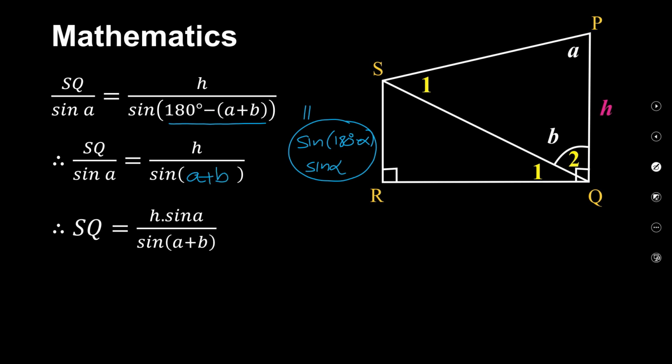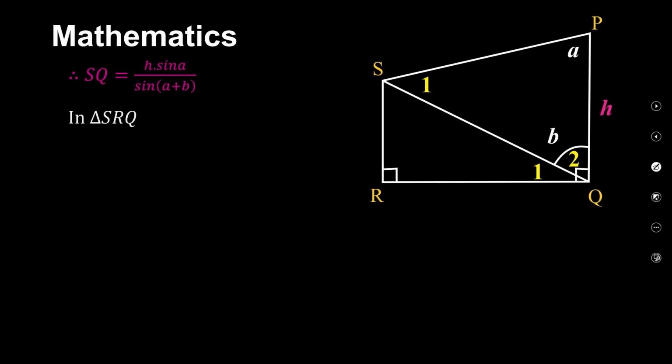Rearranging this, we multiply throughout by sine A, and it ends up in our numerator on that side. So we've answered the first part of our question, which is SQ. Now we're going to find an expression for RS, and we're going to be using this triangle to find it. Remember, we've got something for SQ already.